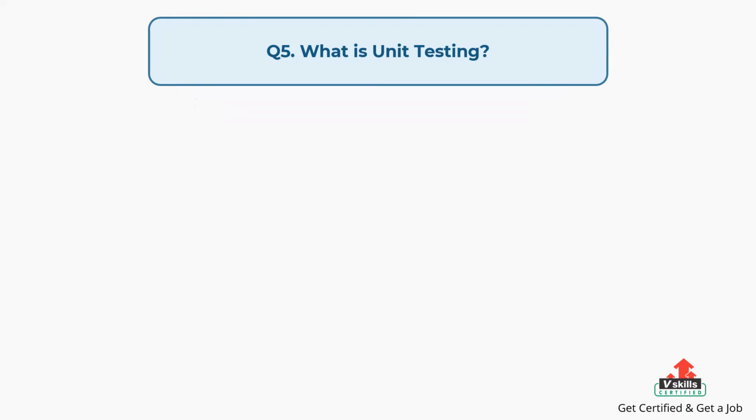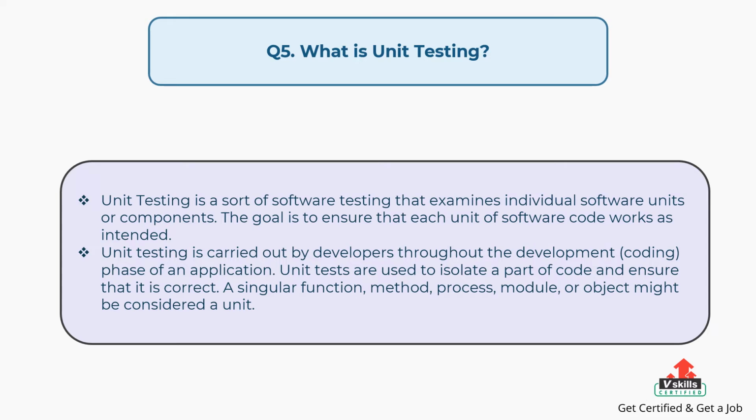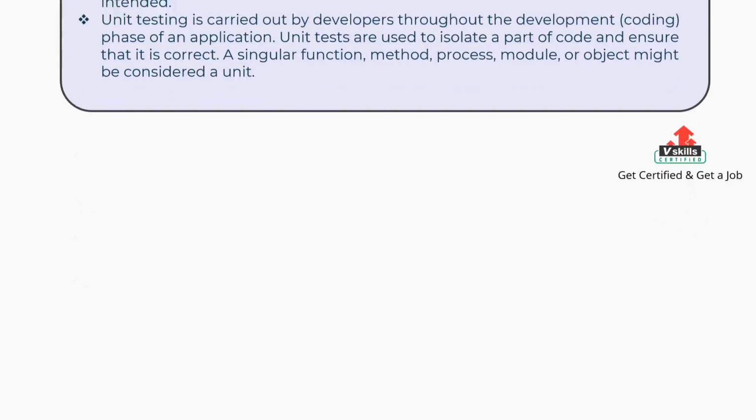Question number 5. What is unit testing? The answer is: unit testing is a sort of software testing that examines individual software units or components. The goal is to ensure that each unit of software code works as intended. Unit testing is carried out by developers throughout the development, coding, phase of an application. Unit tests are used to isolate a part of code and ensure that it is correct. A singular function, method, process, module, or object might be considered a unit.